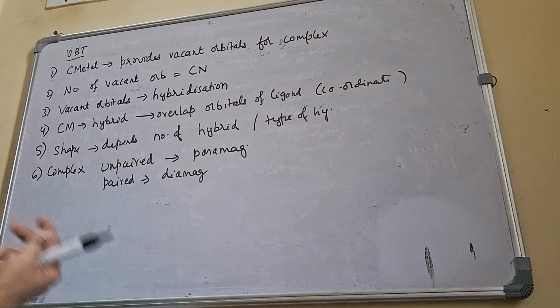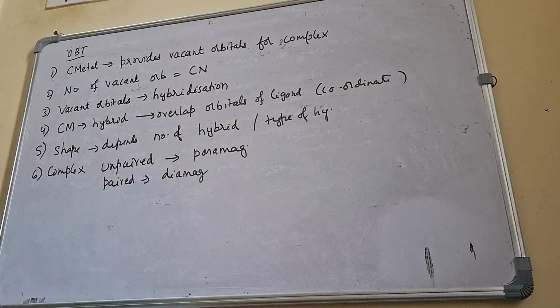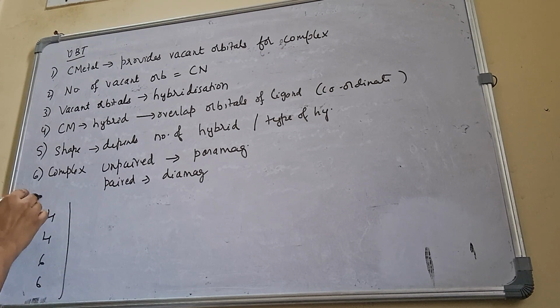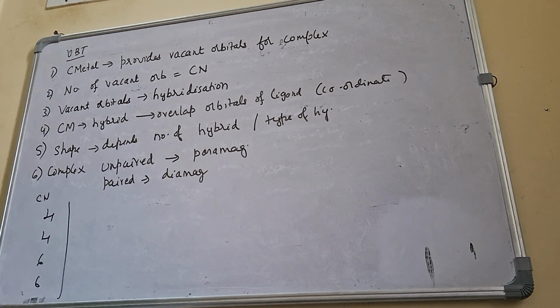So when a ligand attains, there is overlap, there is bond formation, and the shape depends on how many types of orbitals are there and the type of hybridization. And if it's unpaired, it is para; if paired, it is dia. Okay, now for coordination number 4.